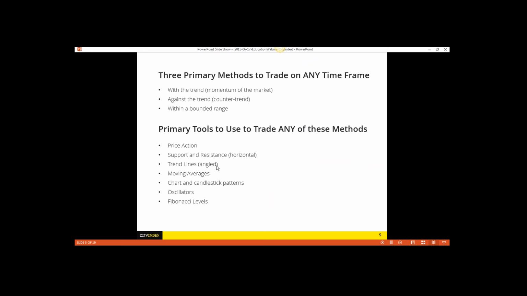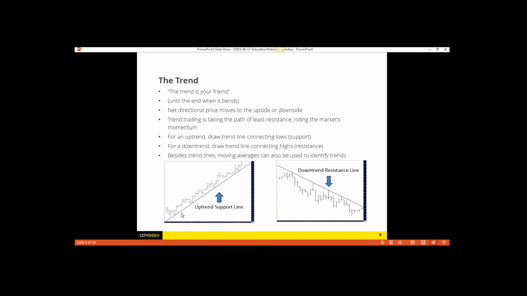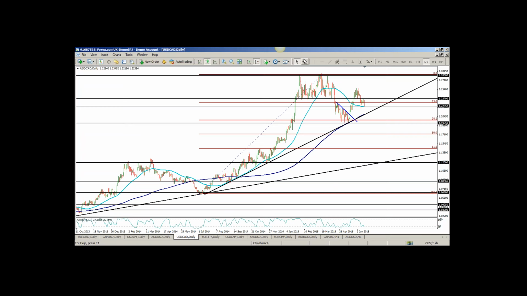So we're talking about trend, support and resistance, moving averages, etc. The trend is simply the momentum of the market. Now, if you take a look here, let's just go back to this dollar Canada chart, because I like it. It looks pretty good.